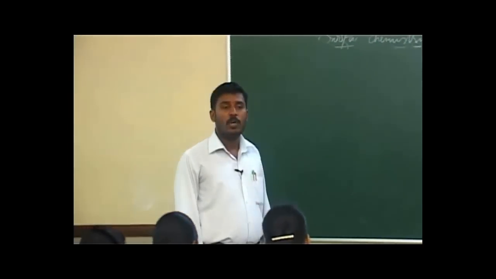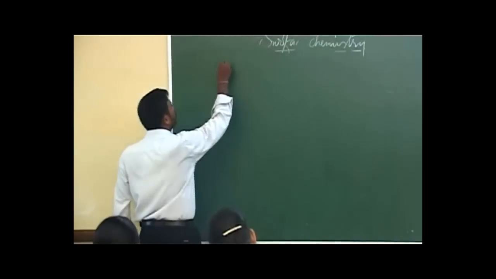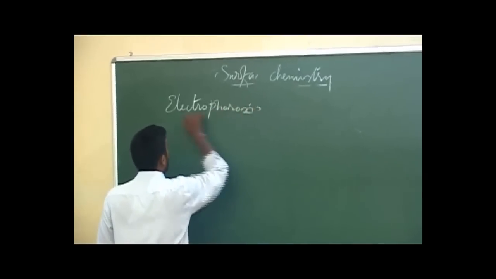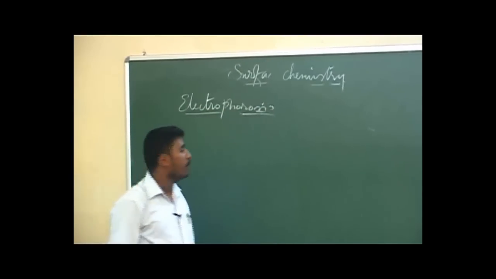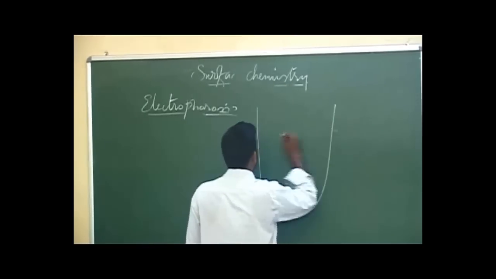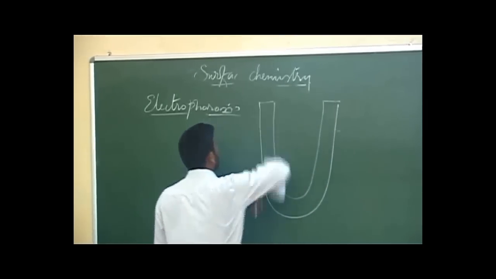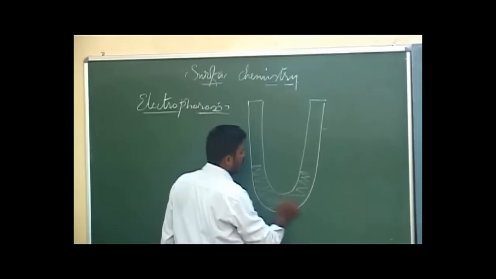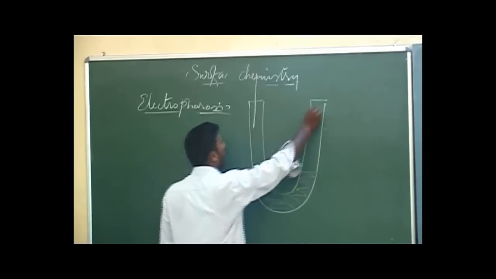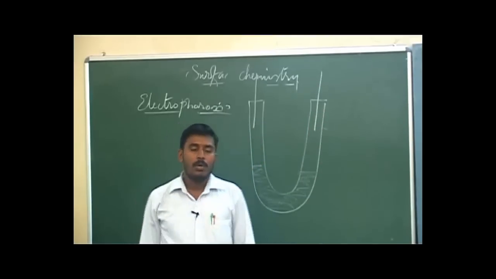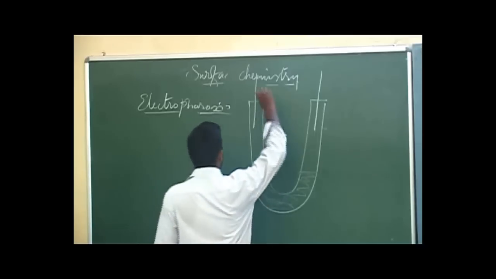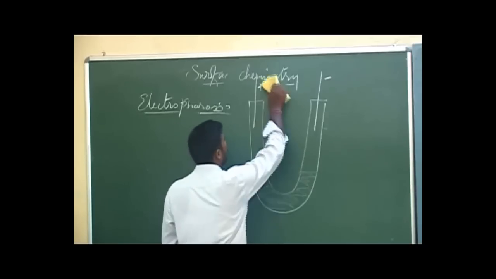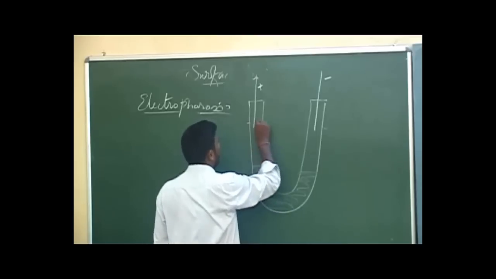Next, a very important 5-mark question, electrophoresis. Listen, initially we are going to take one U-tube. Here we are going to take a sol, that means a colloid. We are going to immerse two platinum electrodes, one cathode and another anode. One is positive and one is negative. Positive is the anode, negative is the cathode. Here, fully deionized water.